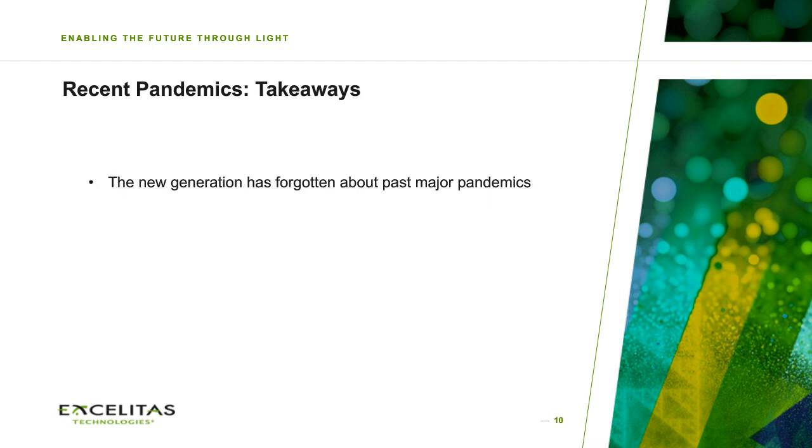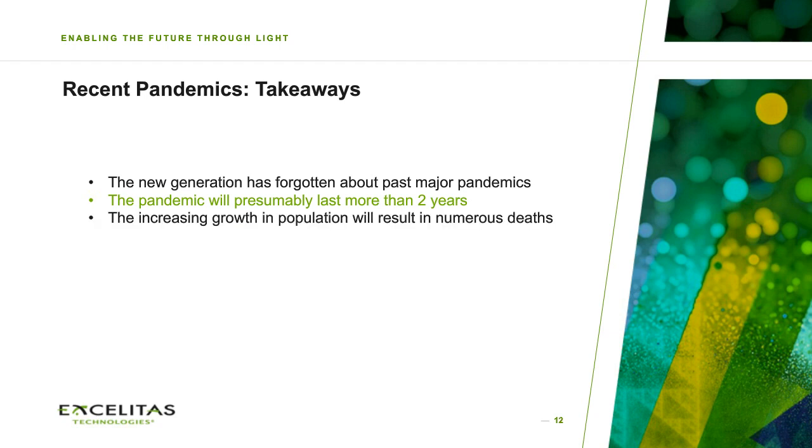So the takeaways from this one are: the new generation has forgotten about past major pandemics, so we're simply not used to how to deal with it and handle it. Most presumably the pandemic will last more than 2 years. So after 1 year, it is still worth looking into solutions and how to support people in not getting caught by the flu so quickly. The increasing growth in population will result in numerous deaths. So we have quite a lot of people on the planet, and unfortunately, the total number will be really big.